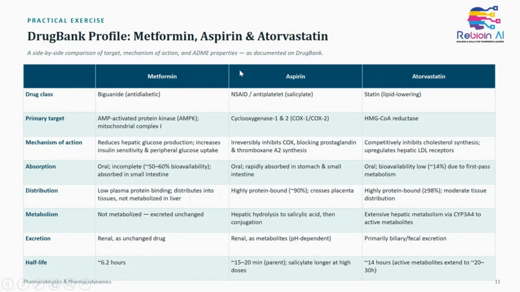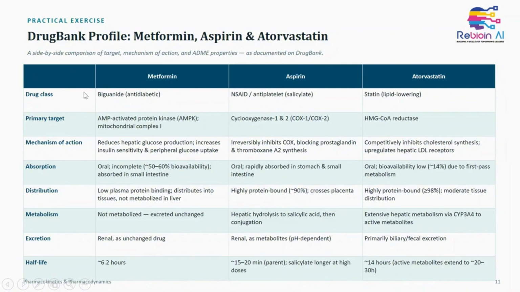And I have taken a few examples from DrugBank. These are metformin, aspirin and atorvastatin. So this is PK, and you can see all the details regarding these drugs side by side, comparison with the target, mechanism of action and ADME properties. This data is present in DrugBank. You can go through it once if you have an academic email.